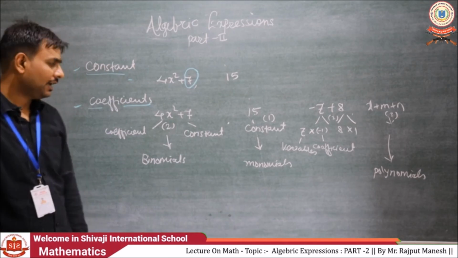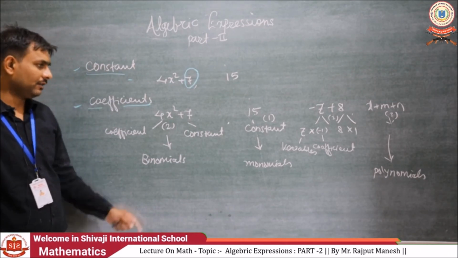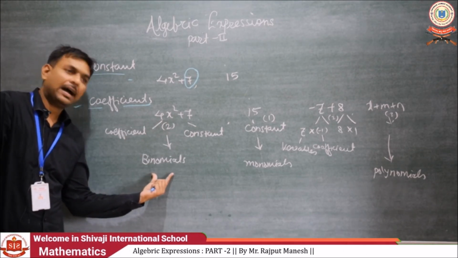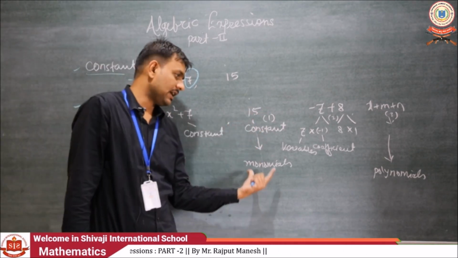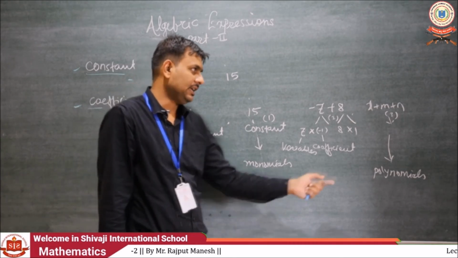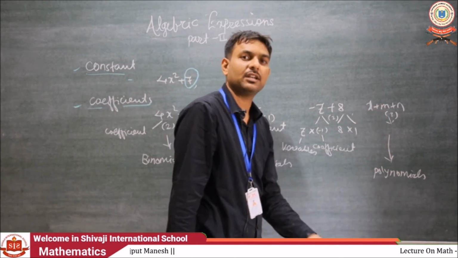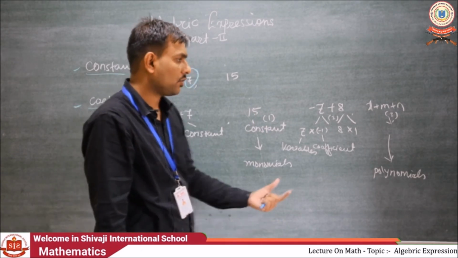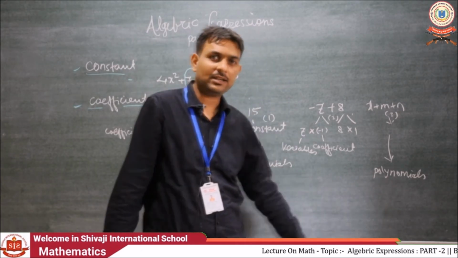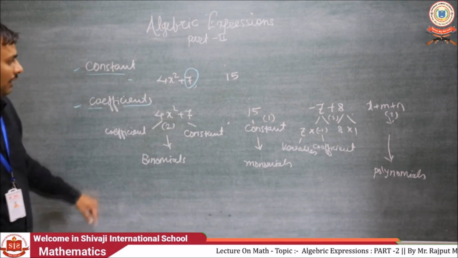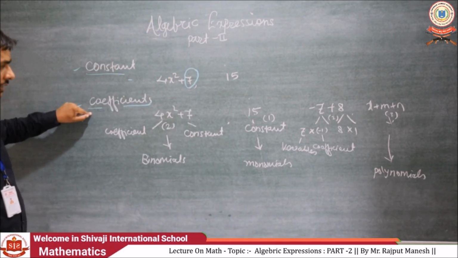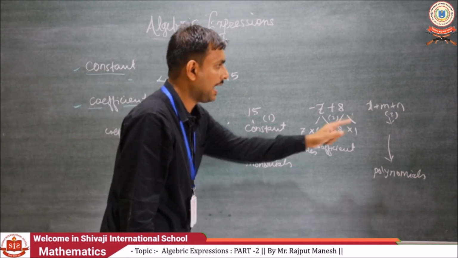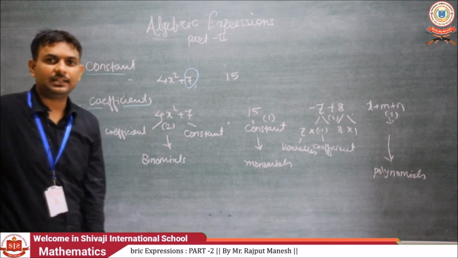Fine? Again I am repeating one more time. If in our expression 2 terms are there, then we call it a binomial. If 1 term is there, then we call it a monomial. And if 3 terms, more than 2 terms, it might be 4 terms, 5 terms, 6 terms, such kinds of expressions are called polynomials. Fine. So here we have seen what you mean by constant, coefficient, and binomial, monomial and polynomial. Is that clear? Okay.